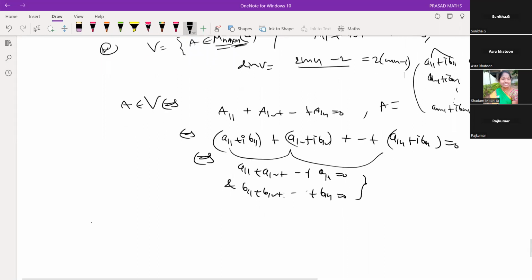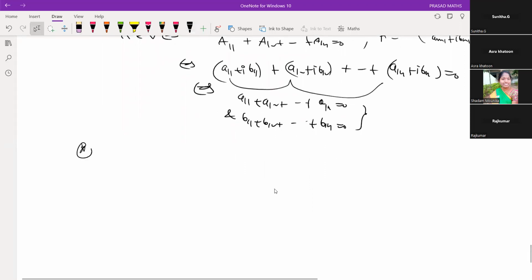Right? Suppose this problem: set of all matrices over a complex field such that each row sum is 0.